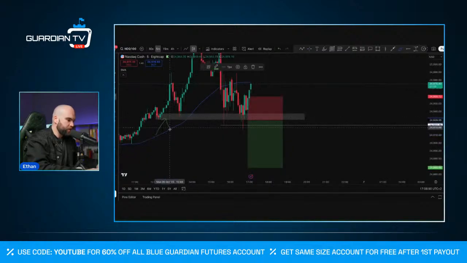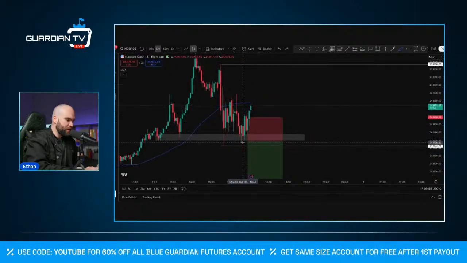Okay. Which you can see has been supported multiple times. We've had price react here, react here. We've had price wick below, which some would call a liquidity sweep. Okay, you can call it whatever you like. We had price wick below once again recently, okay, and push back. So you can tell that this zone here is a significant zone. Doesn't take a genius to figure that out.